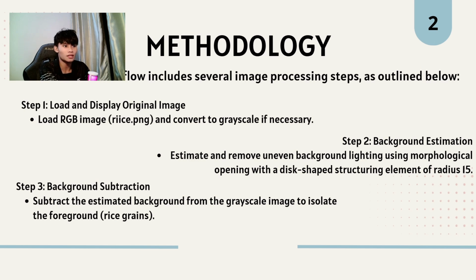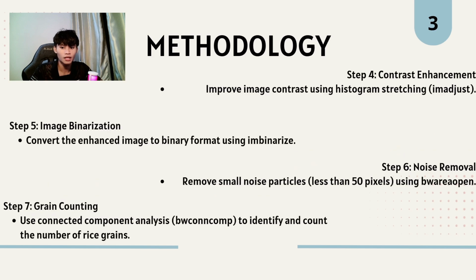Step 2, background estimation. We estimate and remove uneven background lighting using morphological opening with a disc-shaped structuring element of radius 15. Next, background subtraction. We subtract the estimated background from the grayscale image to isolate the foreground, which in our case is the rice grain. Next, we do the contrast enhancement to improve image contrast using histogram stretching. In our code it is called imadjust.